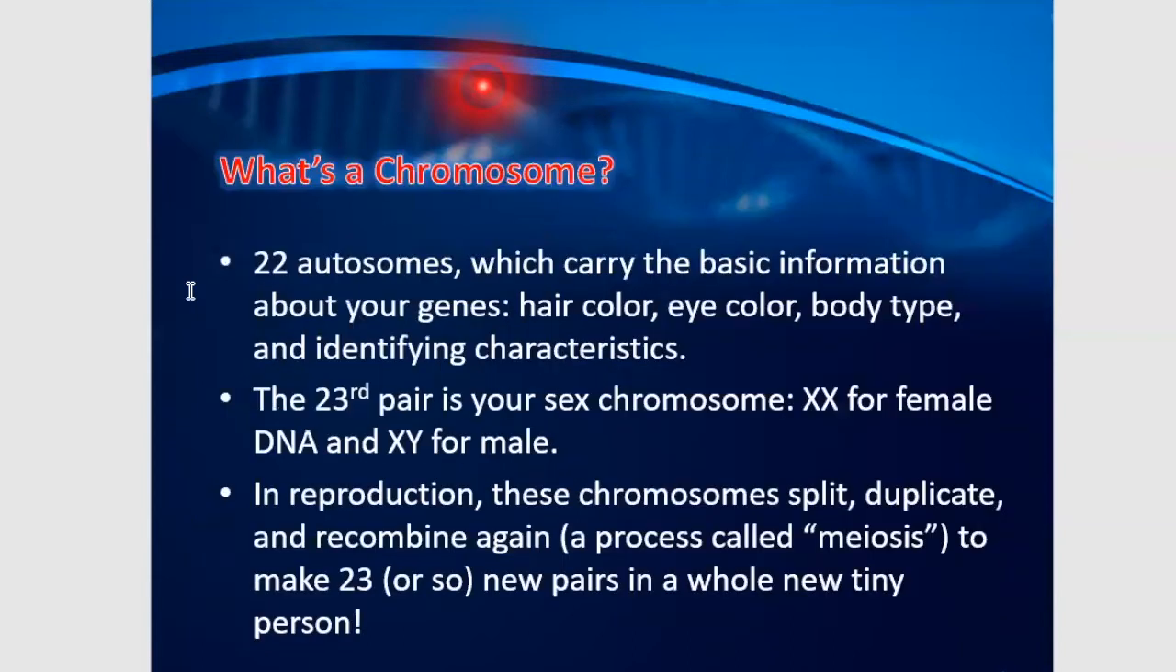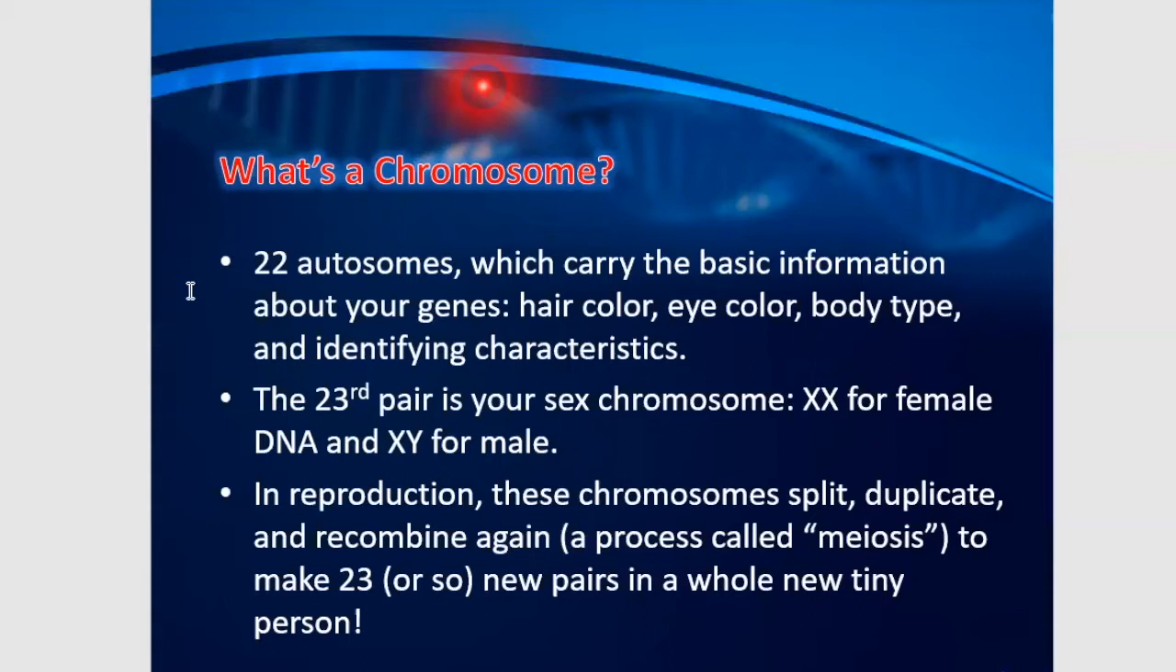So this leads nicely into what is a chromosome. Y'all see what I did there? Human beings have on average 23 chromosomes. 22 of these are autosomes, which carry the basic information about your genes. That includes things like your hair color, your eye color, your skin color, body type, identifying characteristics, so on and so forth. The 23rd pair, obviously, is your sex chromosome. XX is female DNA, XY is male DNA.